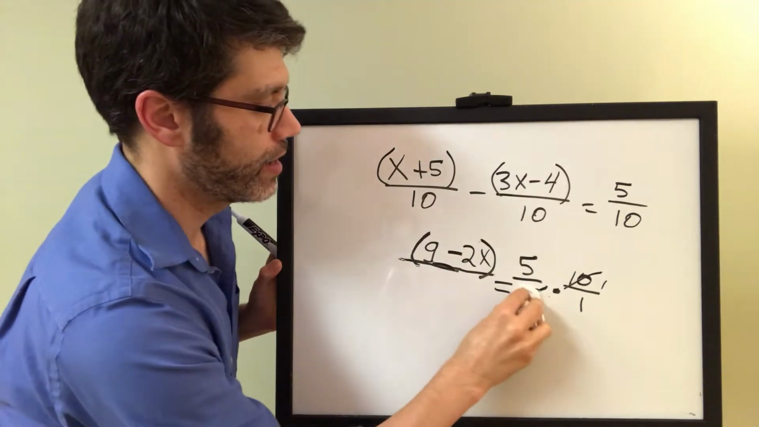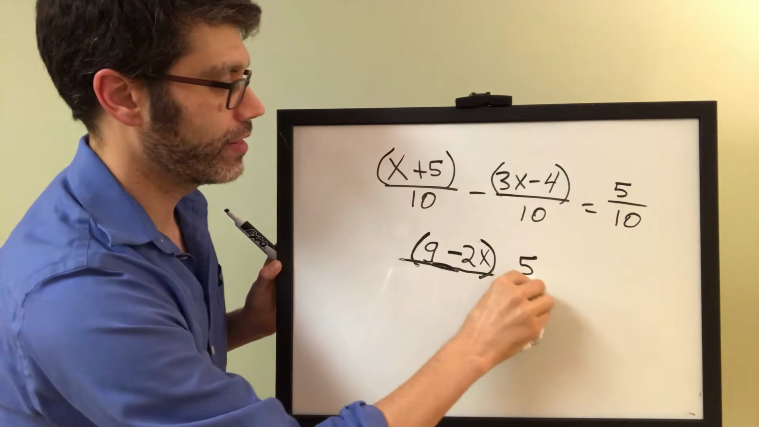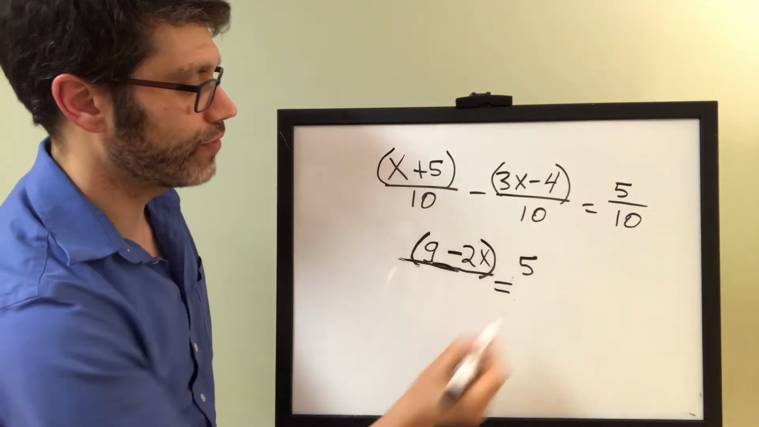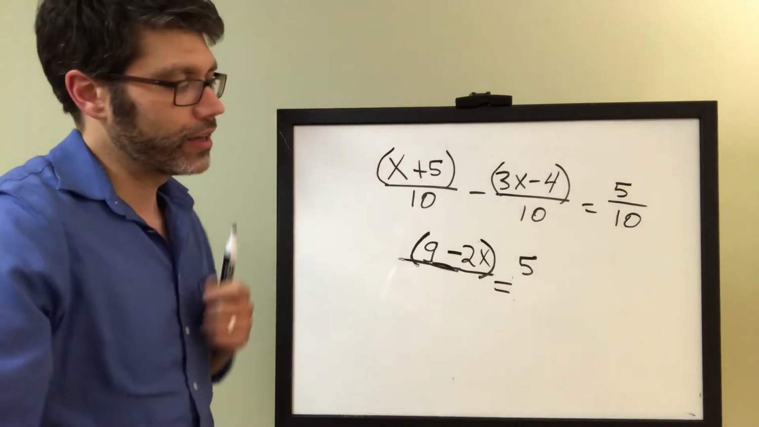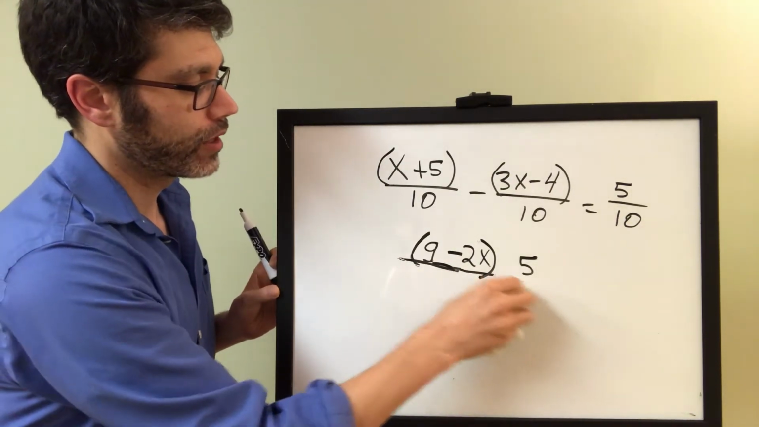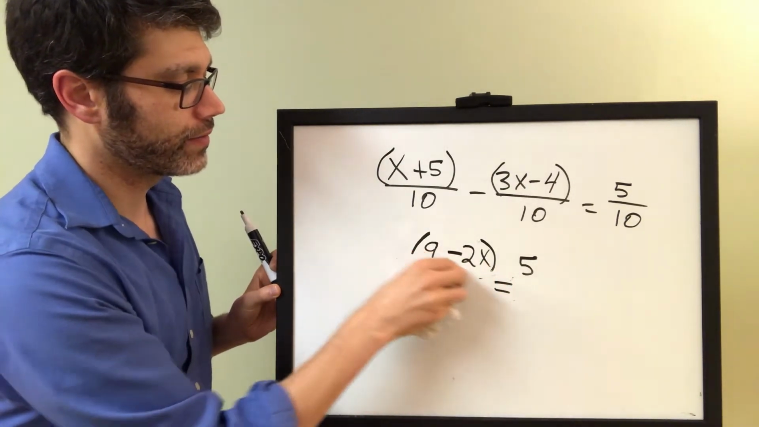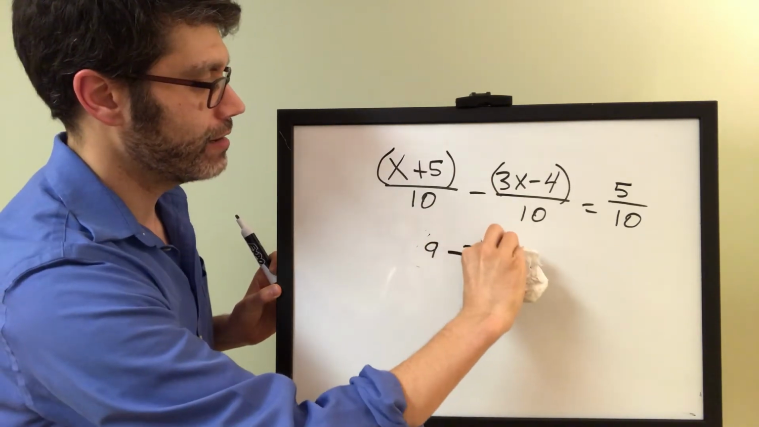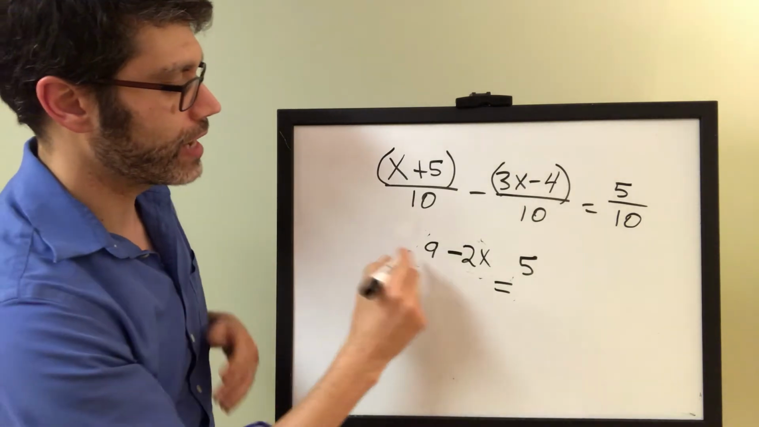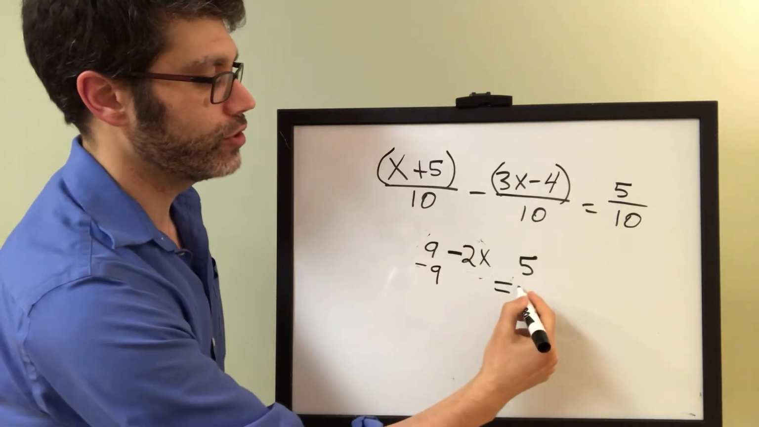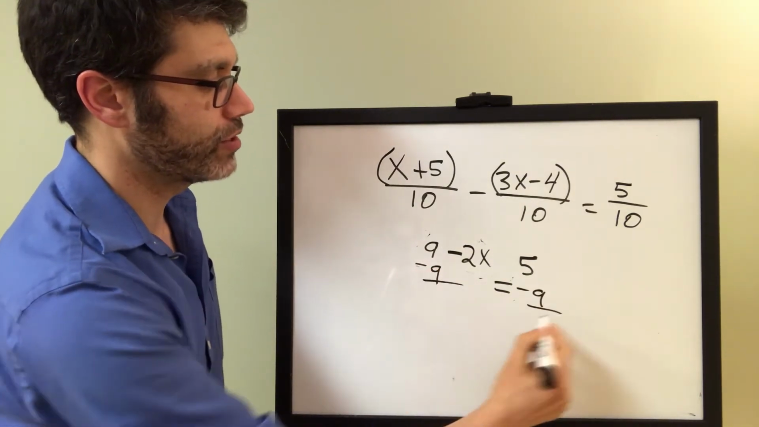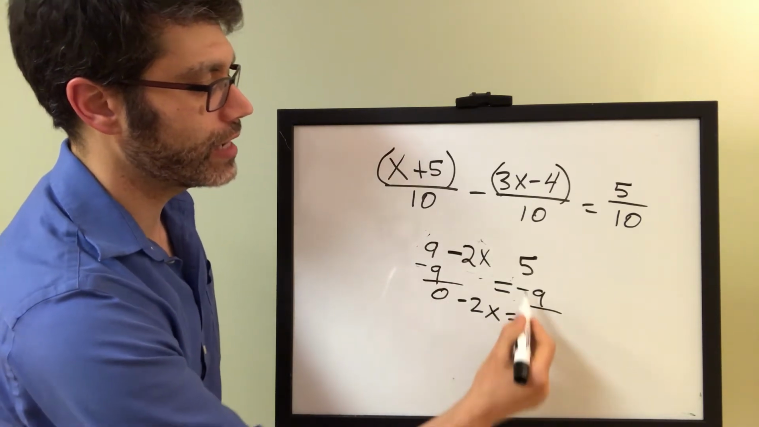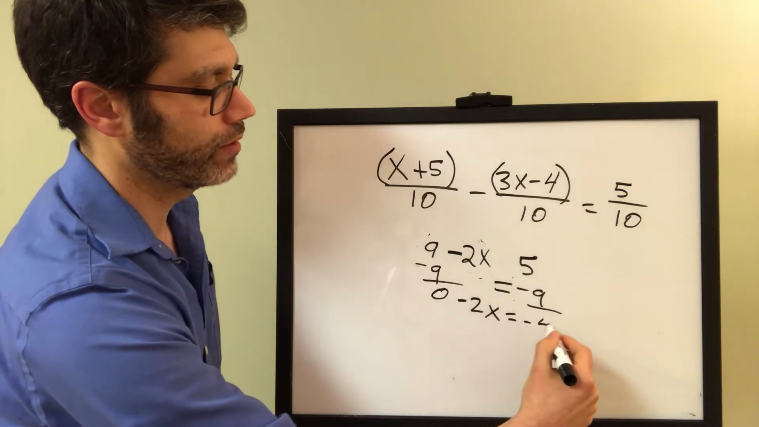Great. And now we're left with 9 minus 2x equals 5. So how do we isolate x? Let's take away the 9. Now whatever you do to one side, you have to do to the other, so we subtract 9 from both sides. So now we're left with negative 2x on one side, and then 5 minus 9 is negative 4.